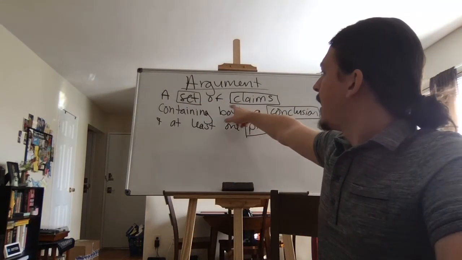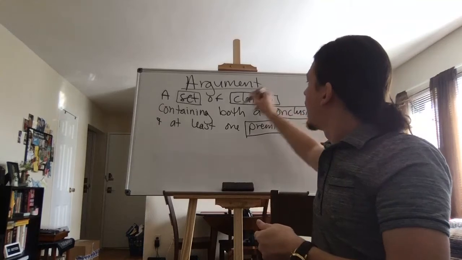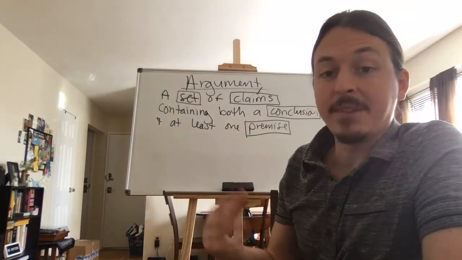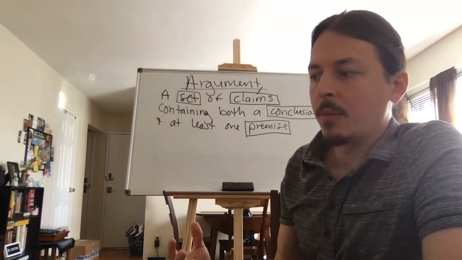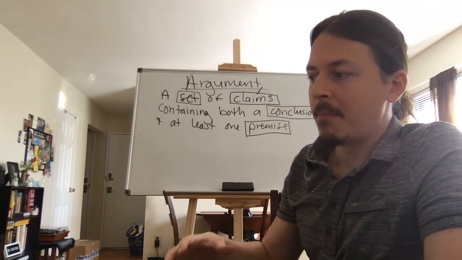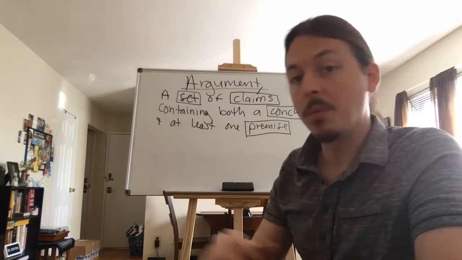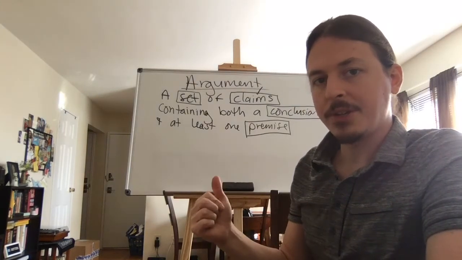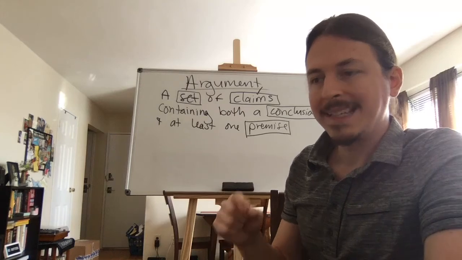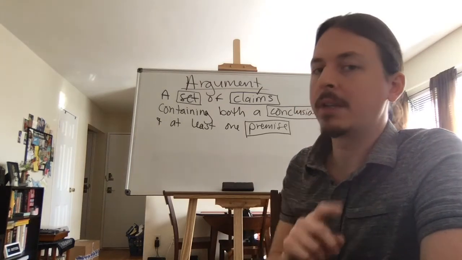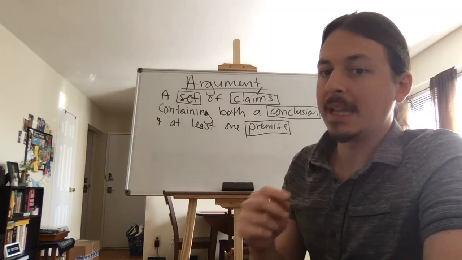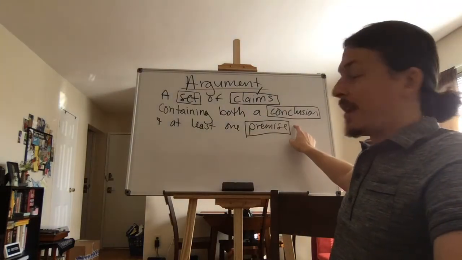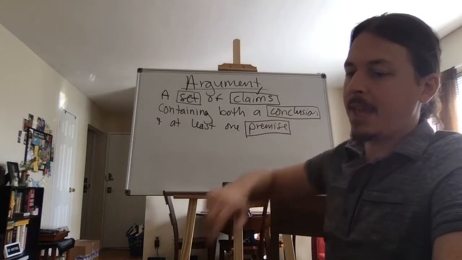Now, what do you think is the significance of this word set? What does it mean to have a set of something? Well, it means multiple, more than one. So you know, based on this definition, that an argument cannot be just one claim. There needs to be at least two, whatever this thing is, and at least one of whatever this thing is. Why is that the case?